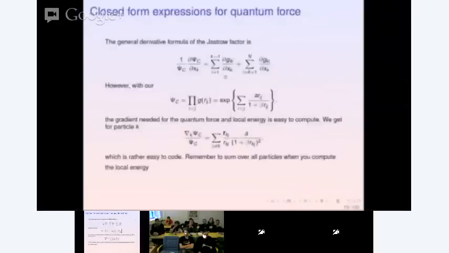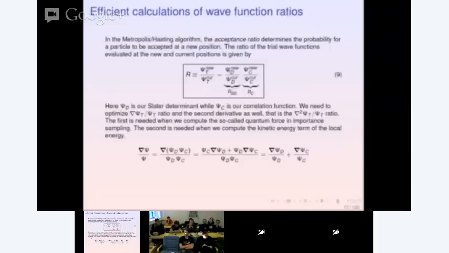So if we move a little bit on here, we will need to compute these ratios between Slater determinants, and then we need to compute ratios between this correlated wave function. In addition, we need to optimize the calculation of the quantum force, and we need to optimize the calculation of the kinetic energy. So the quantum force requires this quantity, and the kinetic energy requires this quantity. So these are quantities which we need to have an optimal code for. And this is some of the things where you can save a lot of CPU time by thinking carefully on how to optimize these parts.